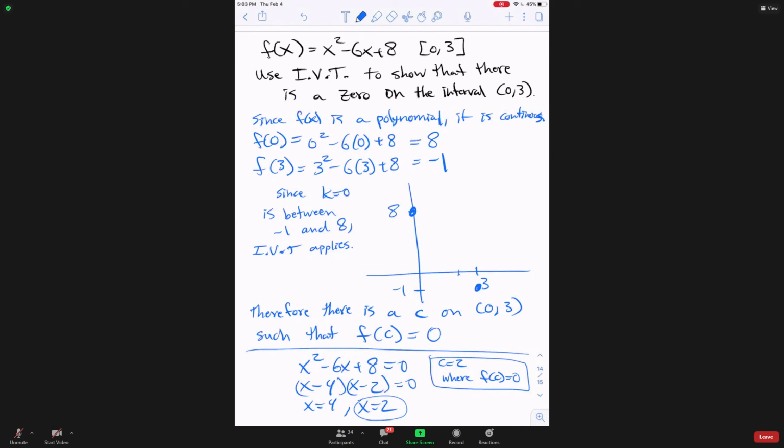So at x equals 2 right here, or c equals 2 right there, it's probably where it crosses the... oops, hold on, it starts at 8, doesn't it? 0 gives you 8. So it probably looks something like that. I mean, not the exact graph, but at that value, it hits the x-axis at 2.